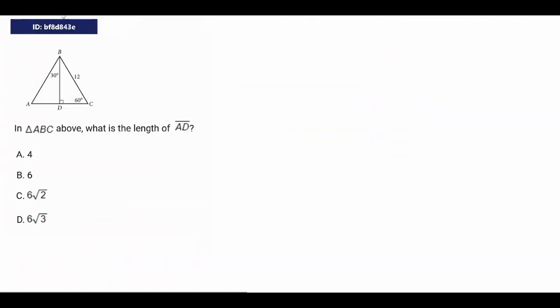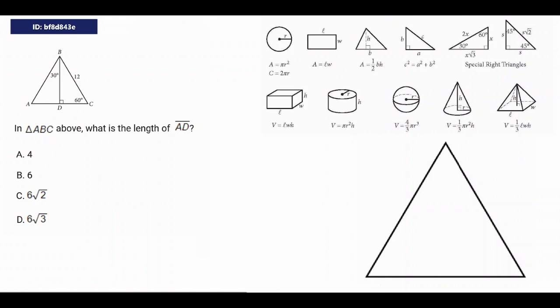This one's a medium SAT geometry problem. The way we're going to play it is, I'm going to show you how to do it real quick. It's a 30, 60, 90 right triangle problem. And then if you want to stick around, I'm going to take you on a quick tour of 30, 60, 90 right triangles.